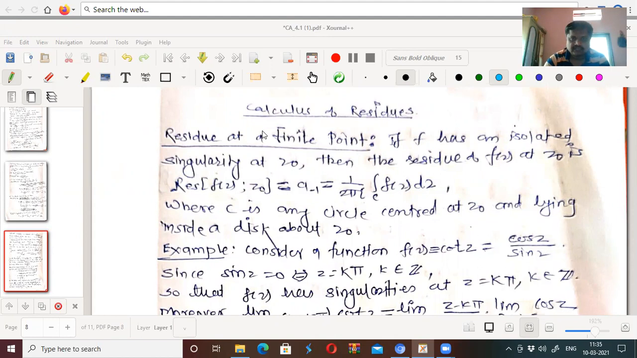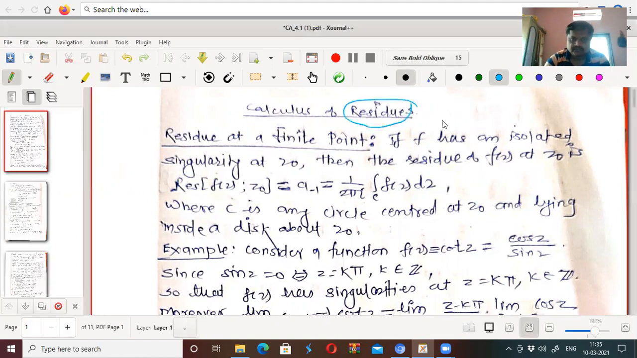Today we will discuss residues. In the last few lectures, we have discussed singularities of a function. Now we want to discuss residues at those singularities of the function. First of all, we will discuss the concept of residue at a finite point.